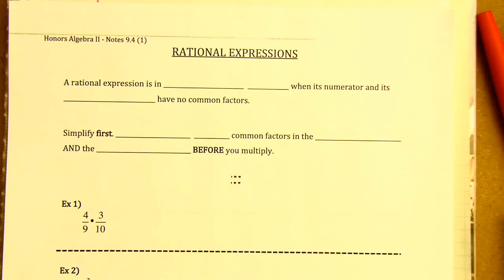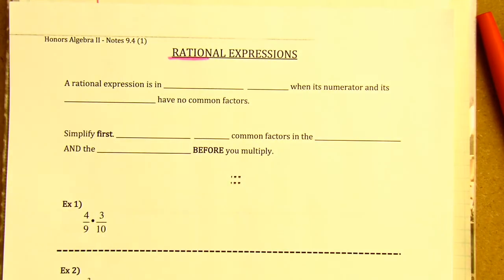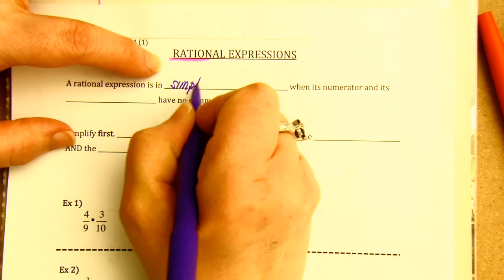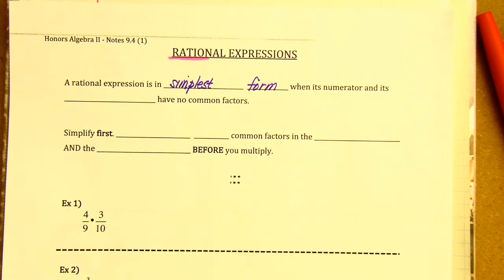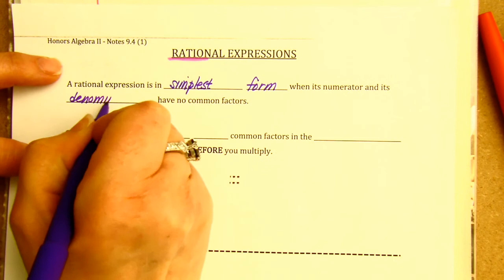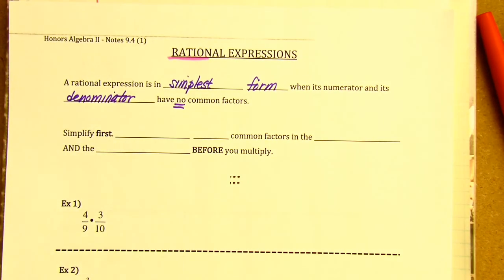All right, chapter 9, section 1, rational expressions. Rational, like ratio, right? A ratio is a fraction. That's the base word here, right? Ratio. So a rational expression is in simplest form when its numerator and its denominator have no common factors. None at all.